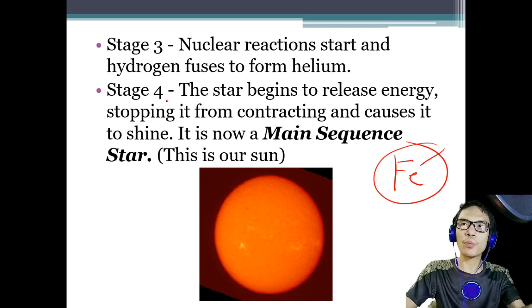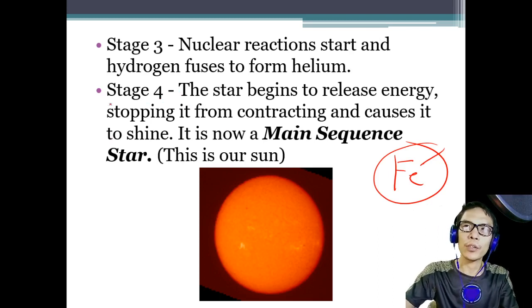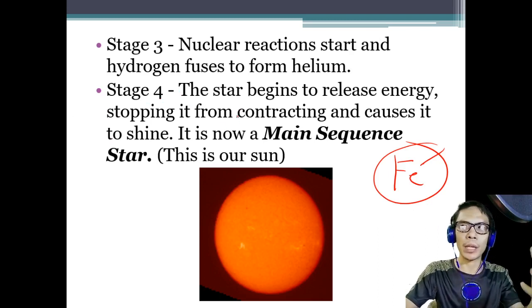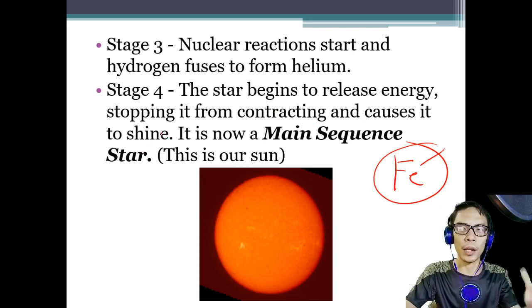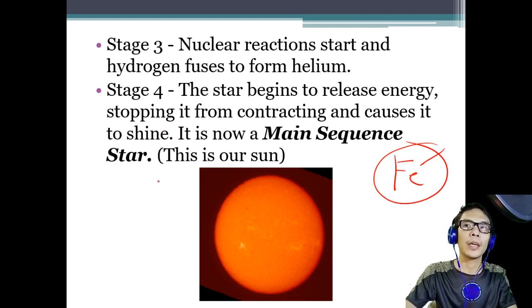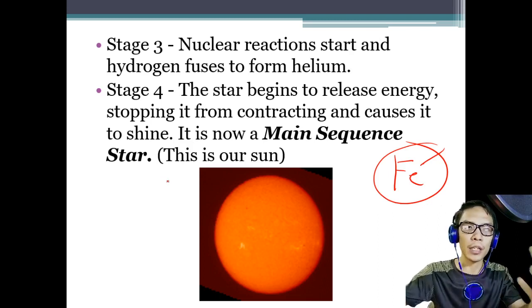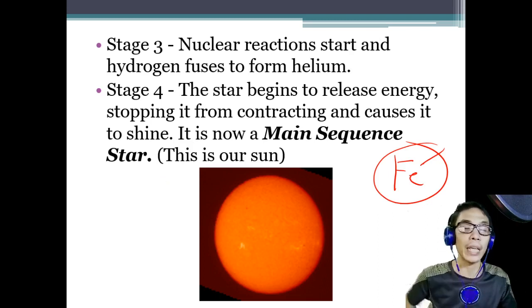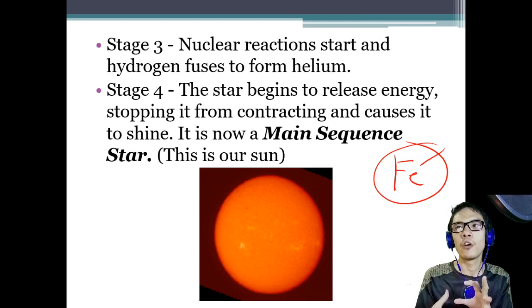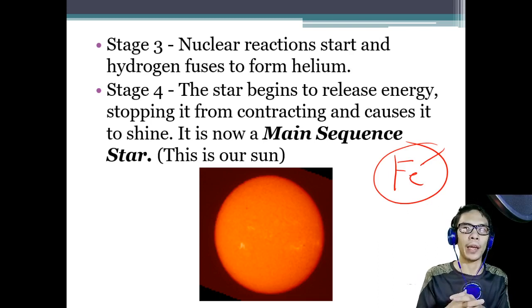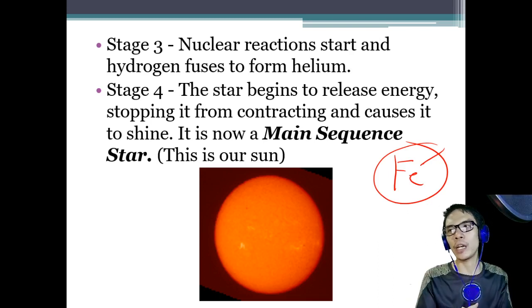Next, in stage 4, the star begins to release energy, stopping it from contracting, causing it to shine. That is the reason why our sun glows brightly. It starts to release this energy that is contained over a long period of time, and this energy will be in the form of radiant energy.